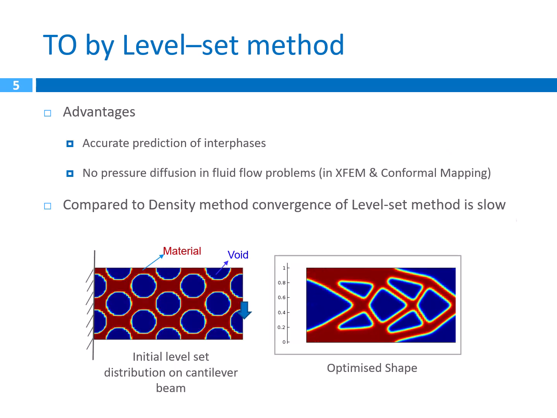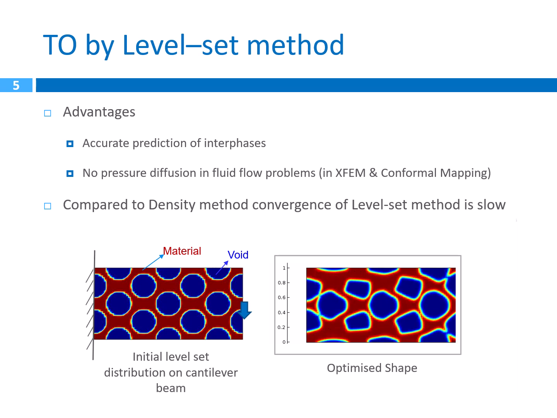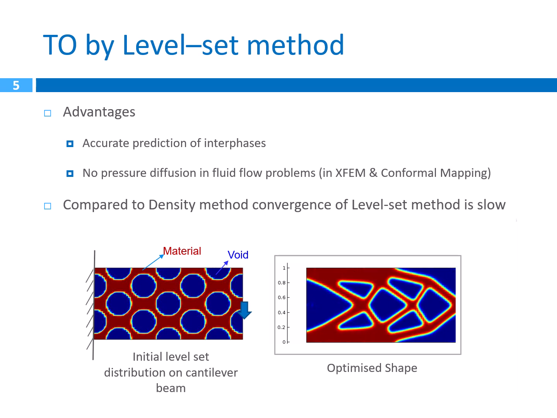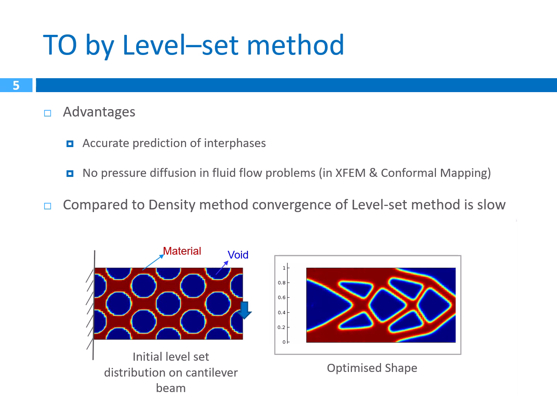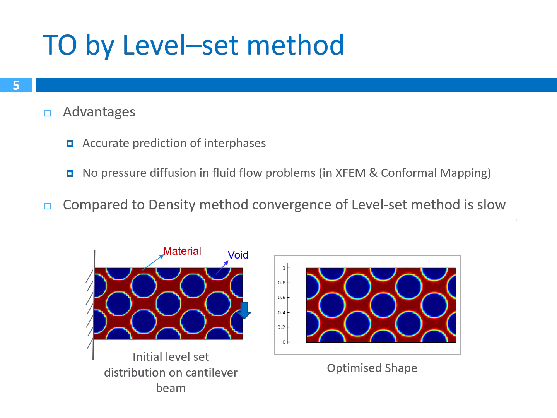Okay, so what are the advantages of the level set method compared to the density method? Suppose you're using XFEM or conformal mapping based material mapping, then you will get rid of the pressure diffusion problem which is felt in density based methods. So there won't be any pressure diffusion, and the pressure obtained as a result of this optimization will be closer to the realistic value.